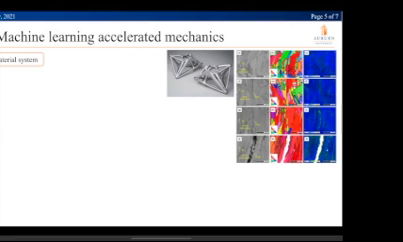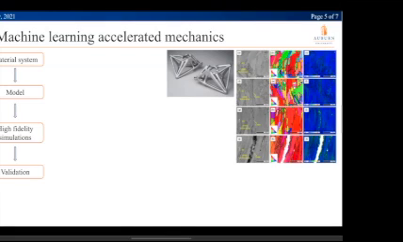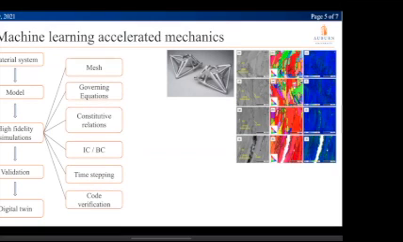So you start with a material system, in this case 3D printed steel. You develop a model depending on what length scale you want. You try to do some very high fidelity simulations that can take into account all the things that are going on. You do extensive validation through experiments, and then hopefully, if everything goes well, you have a digital twin.